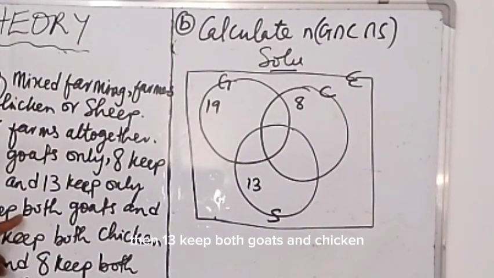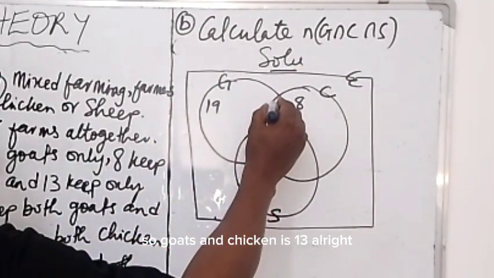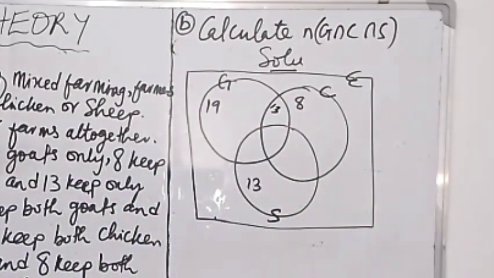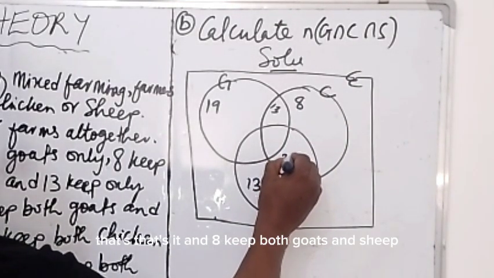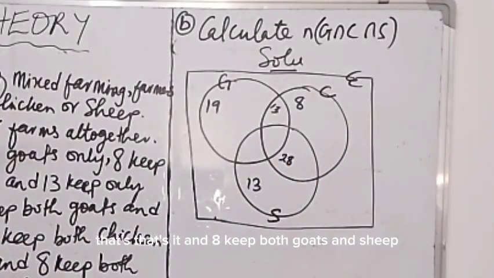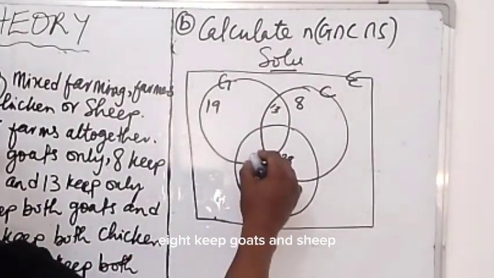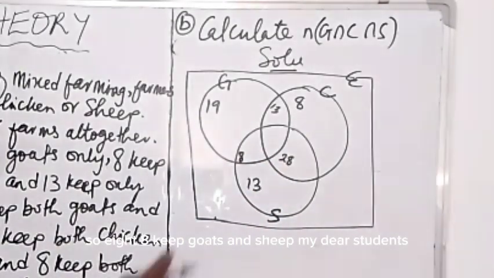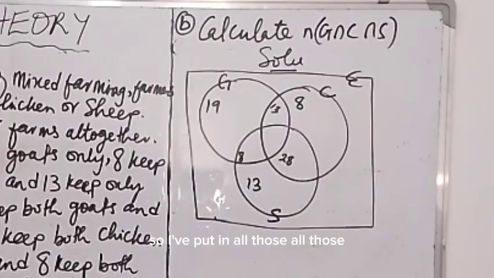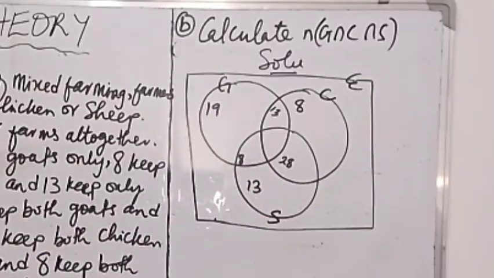Then 13 keep both goats and chicken, so goats and chicken is 13. 28 keep both chicken and sheep, so chicken and sheep is 28. And 8 keep both goats and sheep, so 8 keep goats and sheep, my dear students. So I've put in all those. That we should draw the Venn diagram, so that's what I'm doing now.